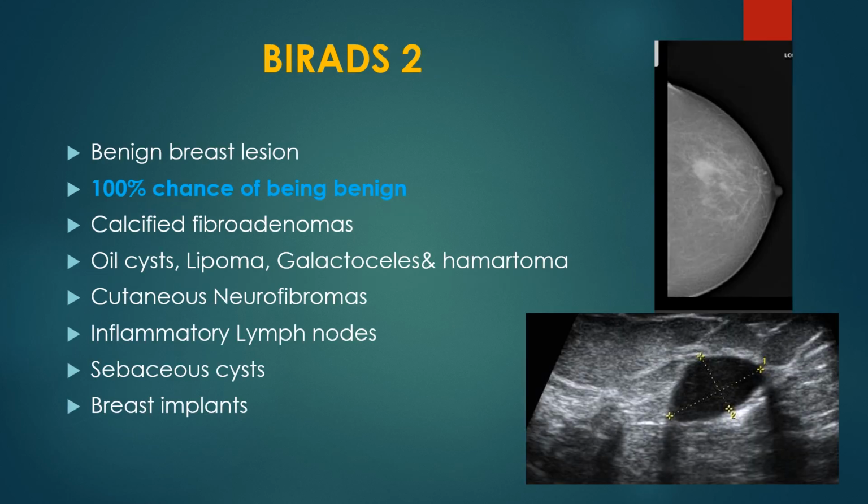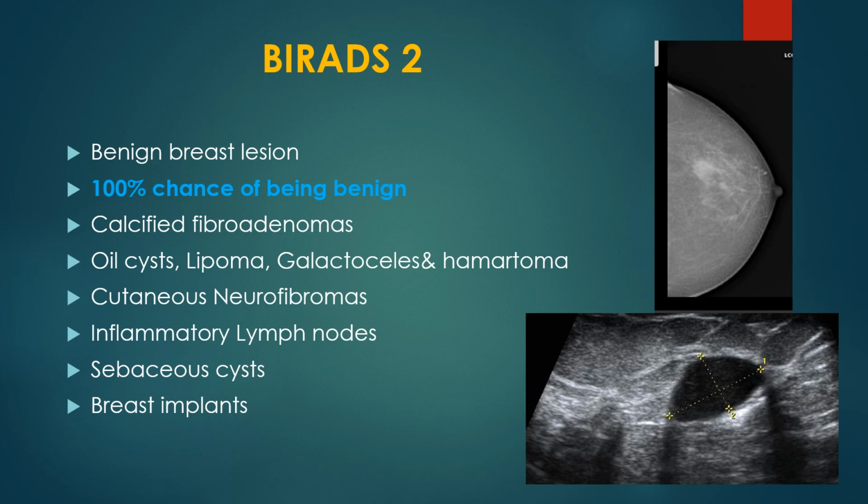Now, BI-RADS 2 means it's basically a benign breast lesion. So there is a 100% chance that it's a benign lesion, and some of the lesions included in this category are calcified fibroadenomas, oil cysts, lipomas, galactoceles or hematomas, and cutaneous lesions like neurofibromas, or an inflammatory lymph node within a breast, and sebaceous cysts or breast implants. All these are categorized under BI-RADS 2.